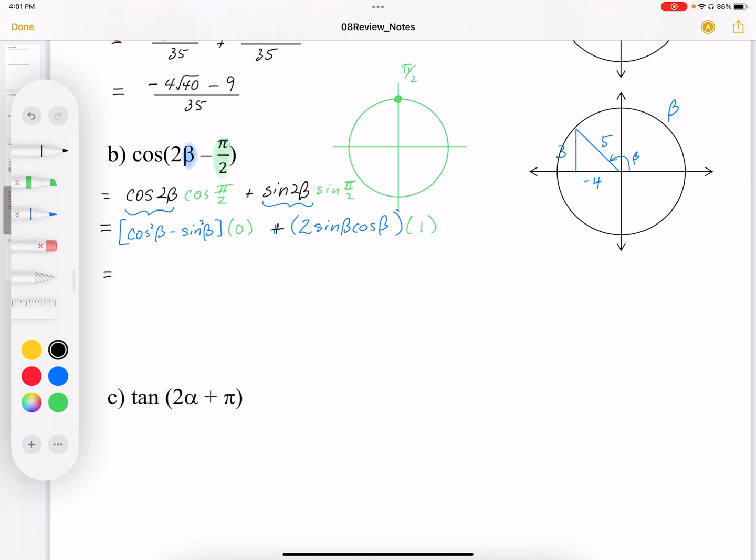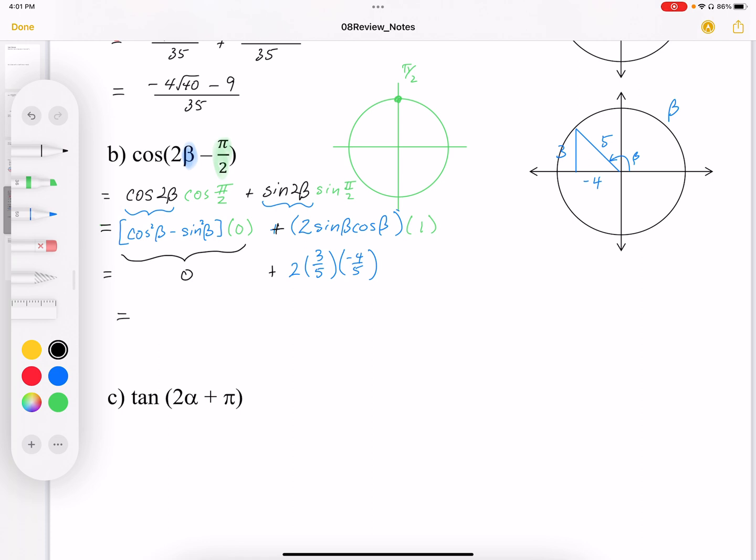So then I can just start filling in. This works out to be 0 plus 2 times, well, sine beta, looking at my picture, is going to be 3 over 5. Cosine beta from my picture is negative 4 over 5. And then times the 1. I'm just going to leave that times 1 out. I have substituted all my parts.